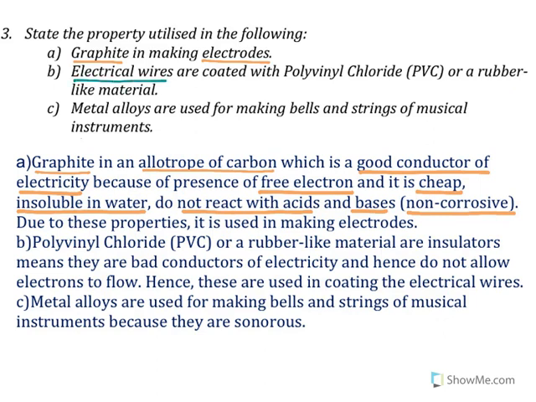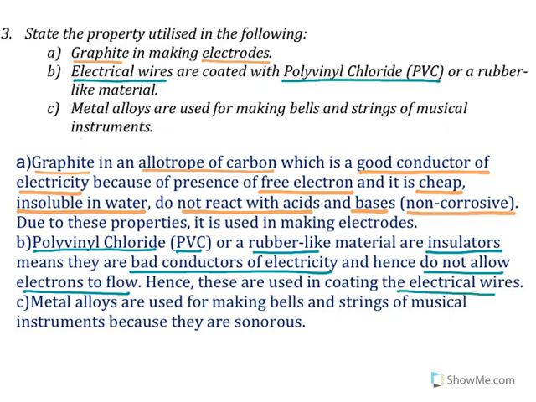Electrical wires are coated with polyvinyl chloride or PVC. Polyvinyl chloride or PVC is a rubber-like material, and they're insulators. Insulators means they are bad conductors of electricity. Hence, they do not allow electrons to flow, and they are used in the coating of electrical wires.